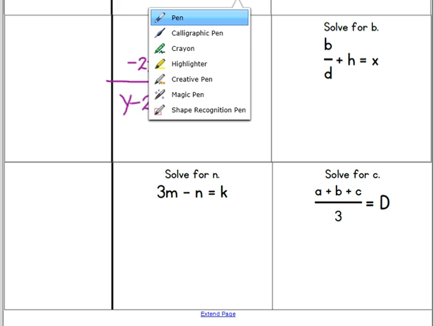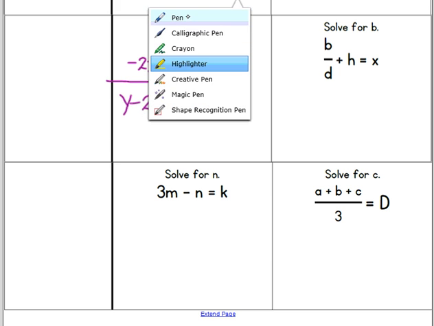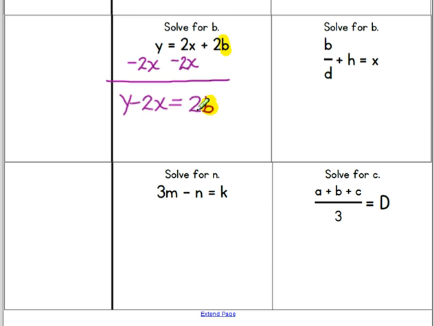Our goal is to still get b by itself, so we still need to undo this operation here. Since we're multiplying by 2, we would divide by 2. So our answer when we solve for b equals, and your answer is right here, that whole piece: y minus 2x, all of that divided by 2. And that is the equation when we solve for b.